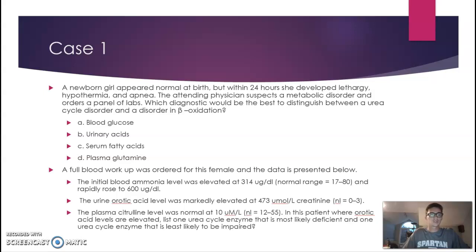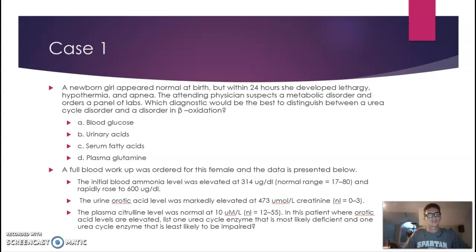A full blood workup was ordered for this female, and the data is presented below. The initial blood ammonia level was elevated to 314 per deciliter, and the normal range is 17 to 80, and it rapidly rose to 600, so that is much higher than normal. The urine uric acid level was markedly elevated at 473 per creatinine, when the normal level is 0 to 3, so that is also very high.